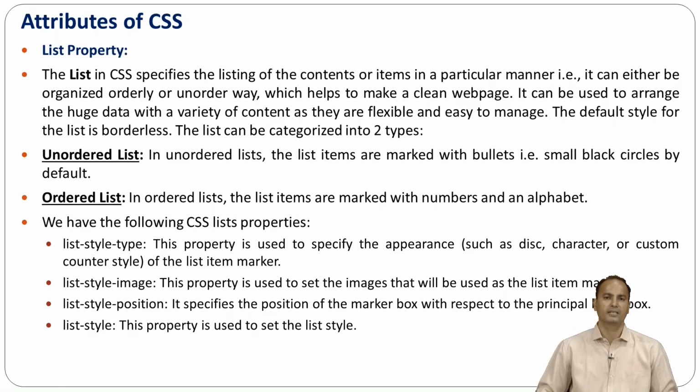The list can be categorized into two types: unordered list and ordered list. In an unordered list, the list items are marked with bullets, small black circles by default.